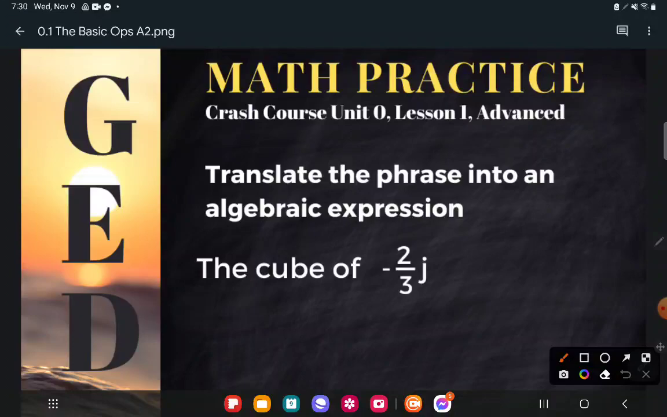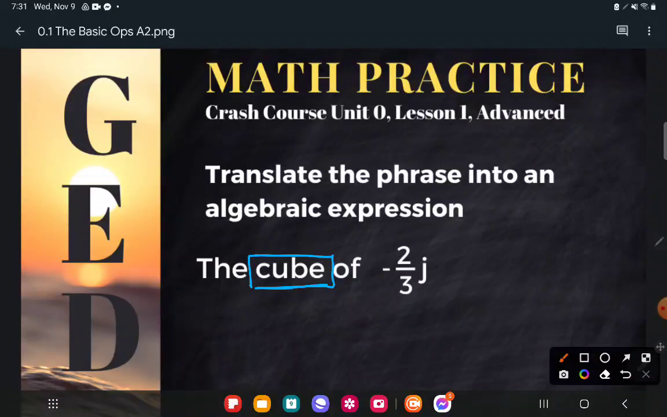It says, translate the phrase into an algebraic expression: the cube of -2/3 j. Now, yes, this is in the basic ops lesson, but this is in the advanced level practice for a few reasons. You would need to have already had experience with the word cube. That's not one of the 4 basic operations. We're getting a little more complex now.